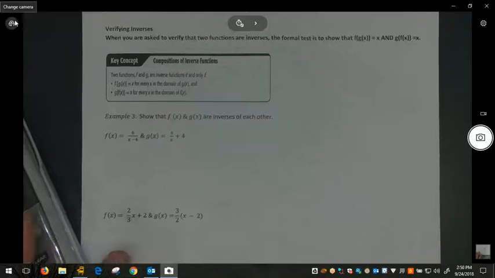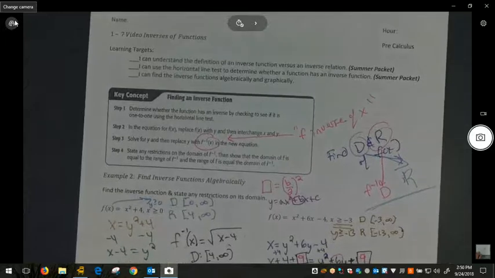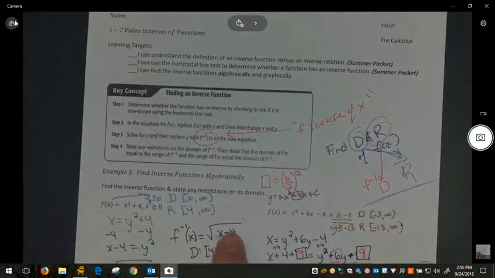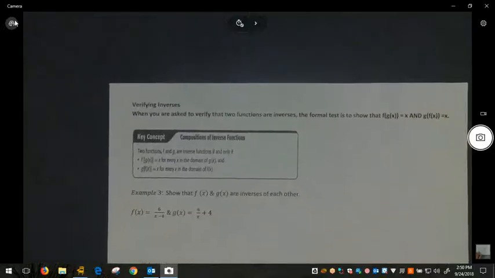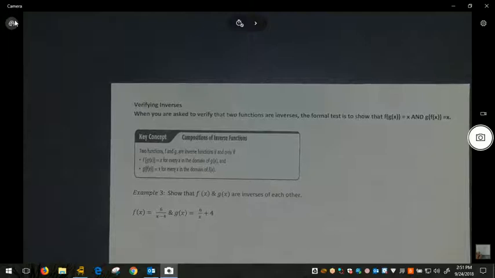Welcome back to lesson 1.7 of pre-calculus. We've already taken a look at the notes for how to find inverses and state their domain and range. And now we're going to look at the formal test to verify that two functions actually are inverses.